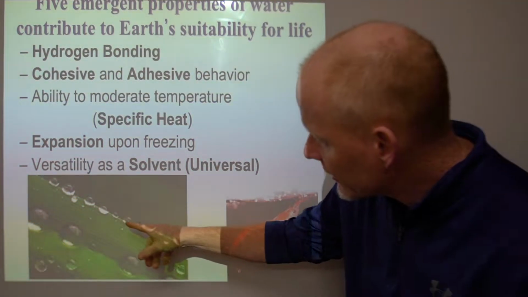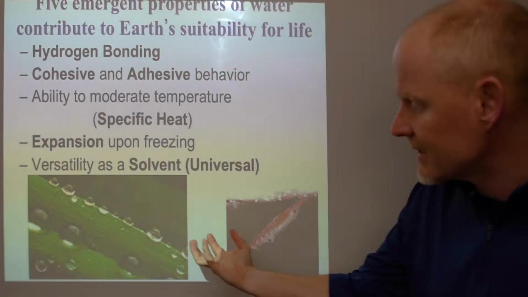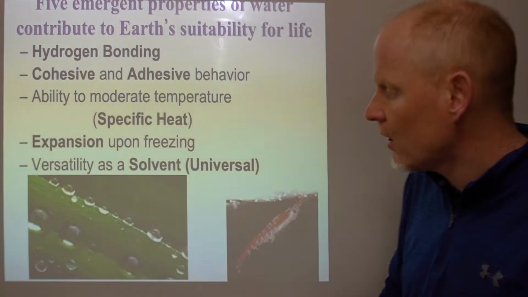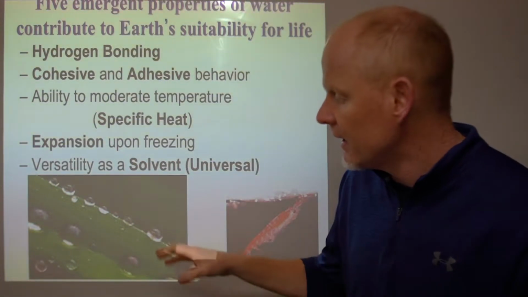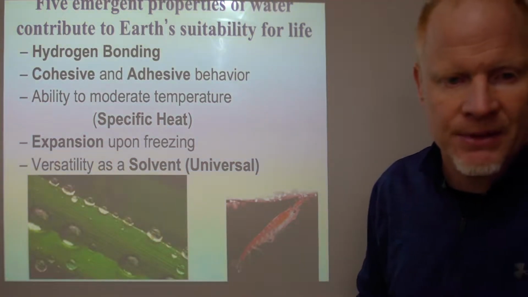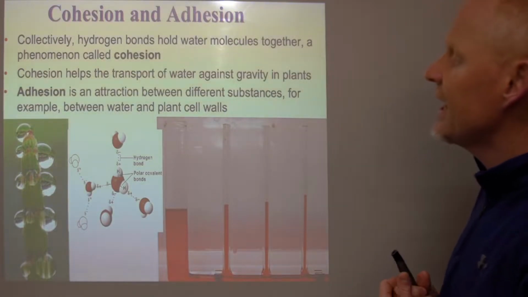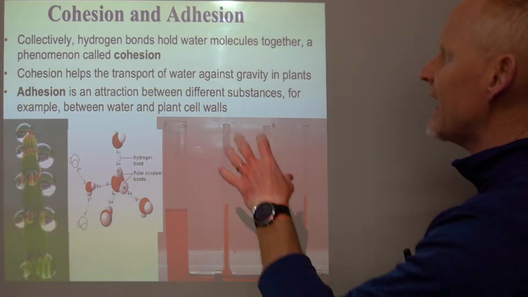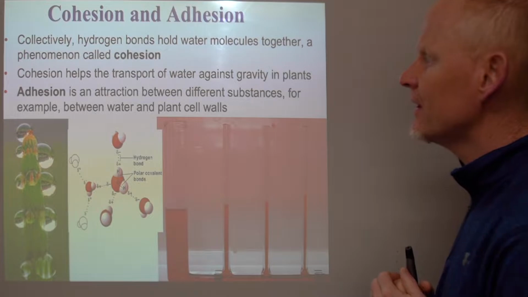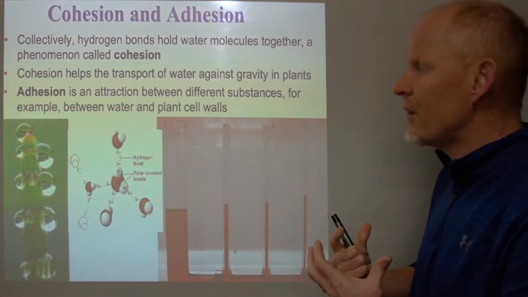Here's an example of water droplets forming on plant tissue because they're holding on to the cell wall, which is also polar, of the plant. And it gives you these nice water droplets that you see. And so that's an example of what we're going to talk about here next, which is cohesion and adhesion. So collectively, hydrogen bonds hold water molecules together. And this phenomenon is called cohesion.